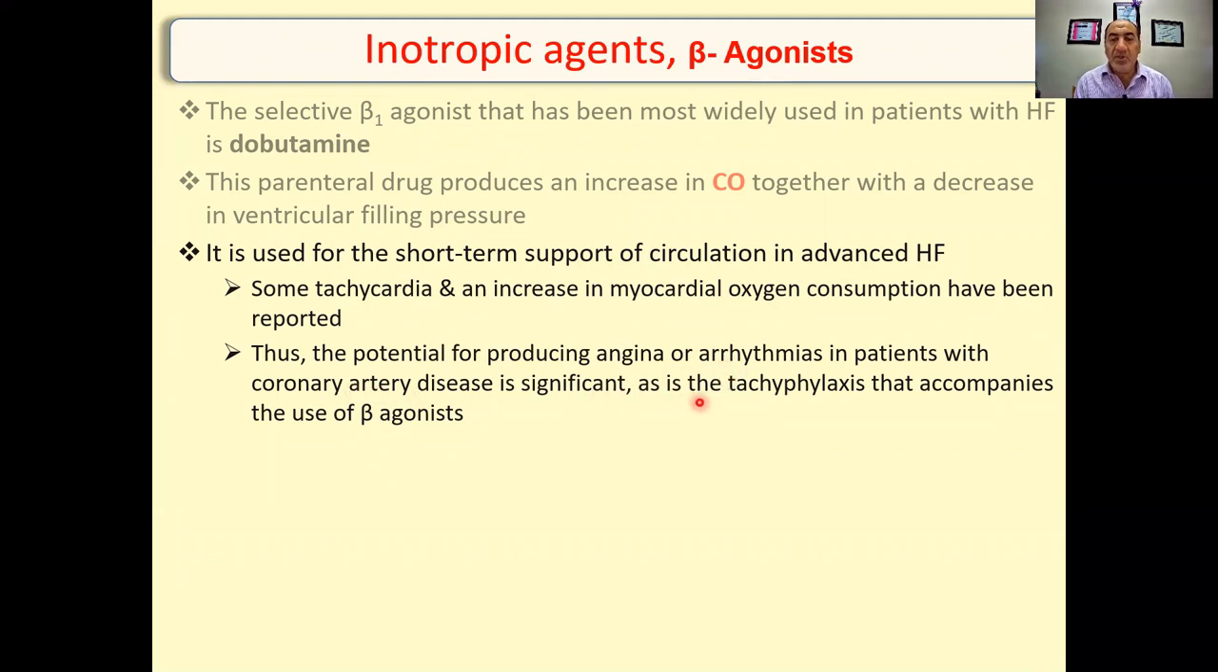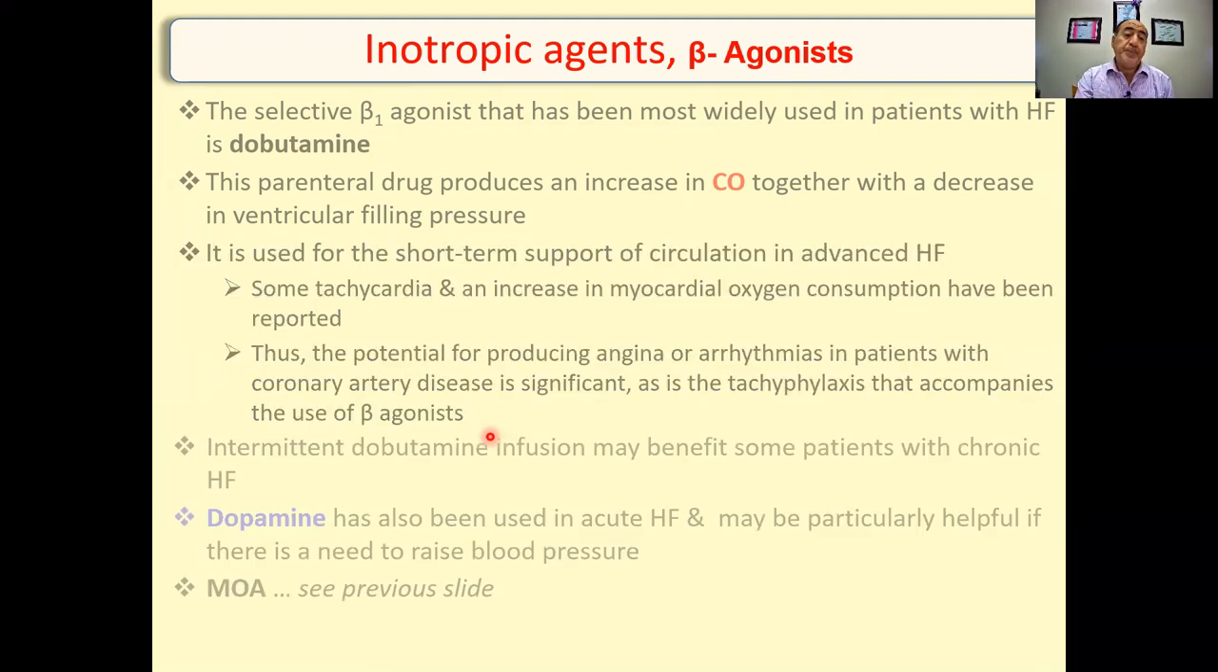And also tachyphylaxis accompanies the use of beta agonists. Tachyphylaxis means the loss of the drug's effect when it's given for a long time or repeatedly. The patient is taking the drug at the same dose at the usual time in the day, completely compliant, but the body is afraid of the excessive activation, so there will be a kind of down regulation of the receptors. This is what's called tachyphylaxis, or loss of the drug's effect when given continuously or repeatedly.